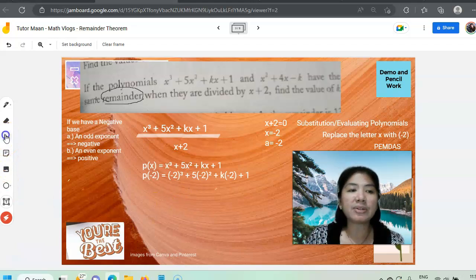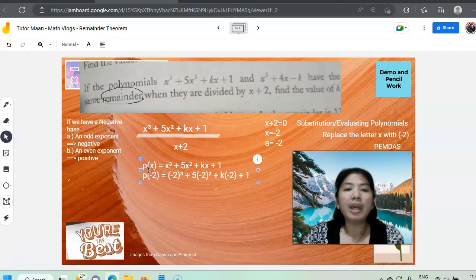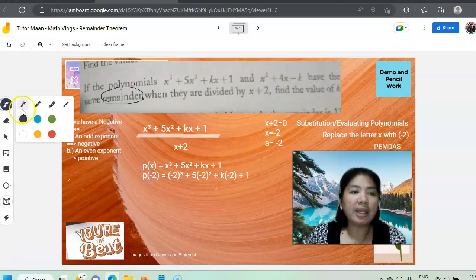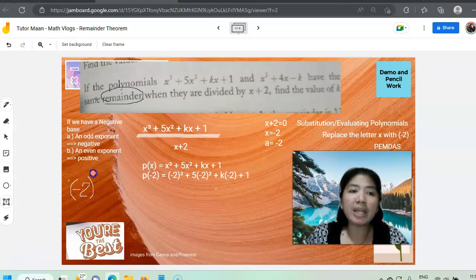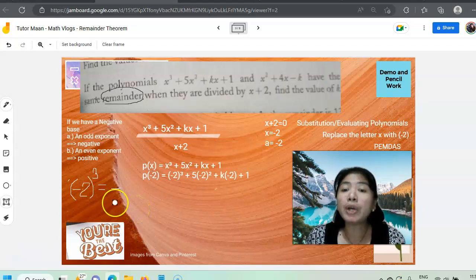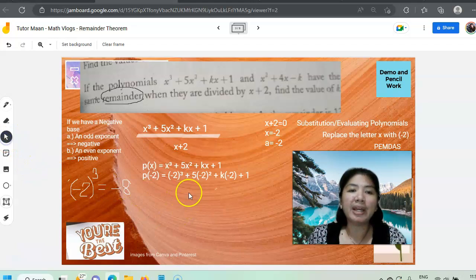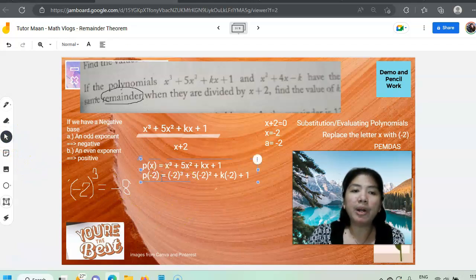Again, let's write that here. Negative 2 is a negative base raised to an odd exponent, so the answer is negative. And then how much is 2 cubed? 2 times 2 times 2 is 8. So negative 2 cubed is negative 8. That would be for our first term.